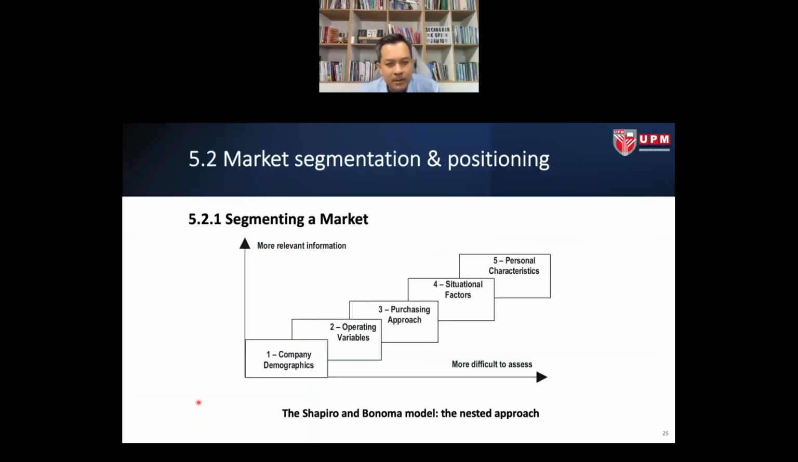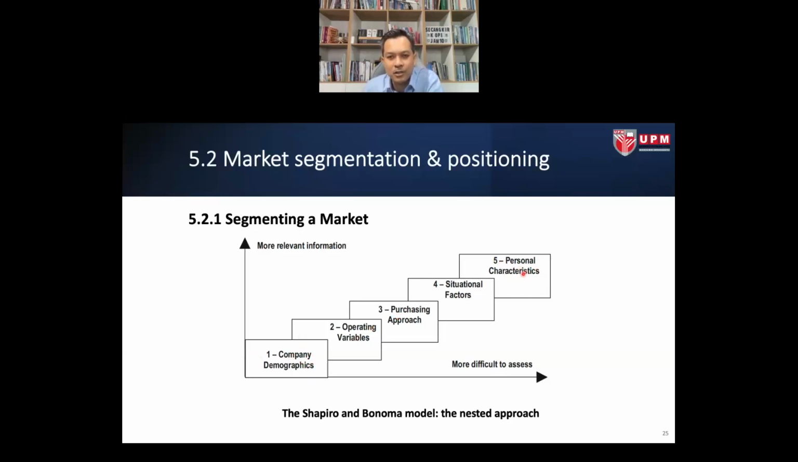So in terms of segmenting a market, this is another approach, the Shapiro and Bonoma model, and the nested approach, where we have a company demographic. We can also group it in operating variable, purchasing approach, situational factors, and personal characteristics. So basically, if we go up the y-axis, it is more relevant information, right? From company demographic to personal characteristic. But if you go to the x-axis, it is more difficult to access, where customization or personal characteristic, once you get this, you may get the customer, basically not just a general overview over here.